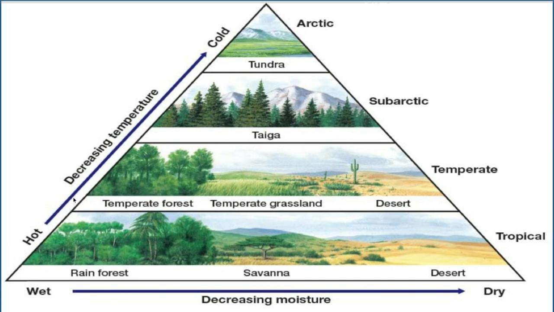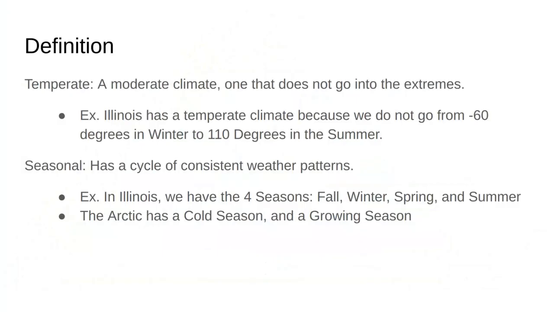So the word temperate here, we might be able to find the key to keeping life in dry or wet areas consistently. Definition: temperate, a moderate climate, one that does not go into extremes.